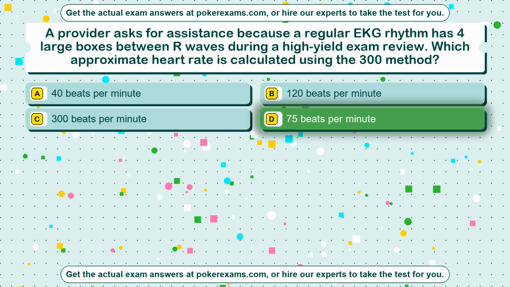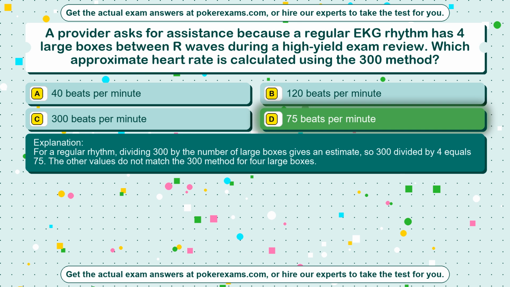The correct answer is option D, 75 beats per minute. For a regular rhythm, dividing 300 by the number of large boxes gives an estimate, so 300 divided by 4 equals 75. The other values do not match the 300 method for 4 large boxes.